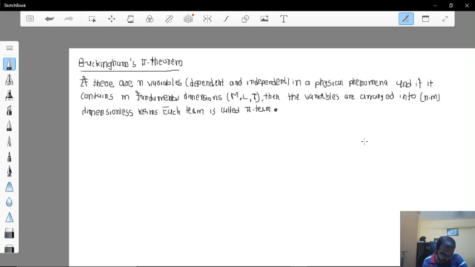Now, this is the statement of Buckingham's pi theorem. So, here there will be total number of variables to be n. It contains all dependent and independent variables together in a physical phenomena. And if it contains m fundamental dimensions that are generally M, L and T, then the variables are arranged into n minus m dimensionless terms, and each term is known as pi term.